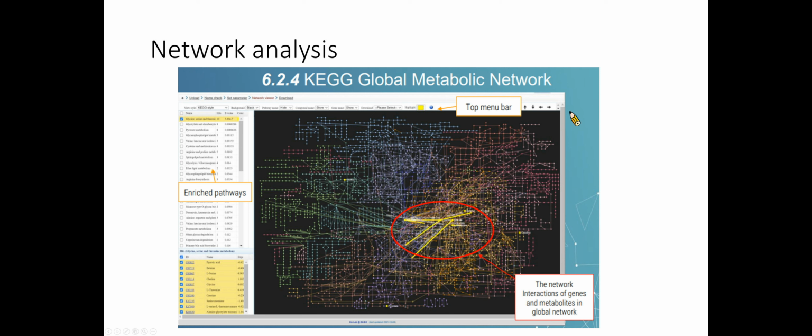MetaboAnalyst can also perform the correlation-based network analysis. The network interactions of genes or metabolites will be visualized. The shorter the distance between two metabolites, the stronger the correlation between them.